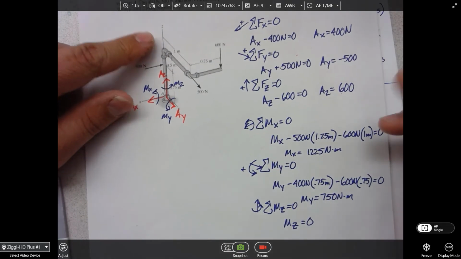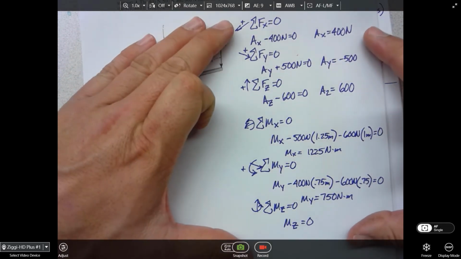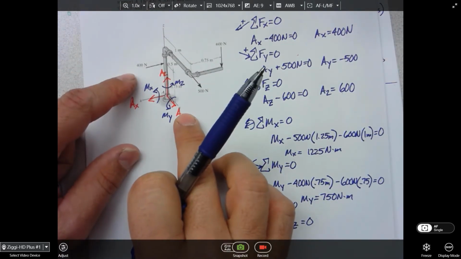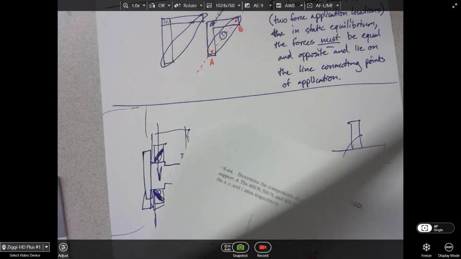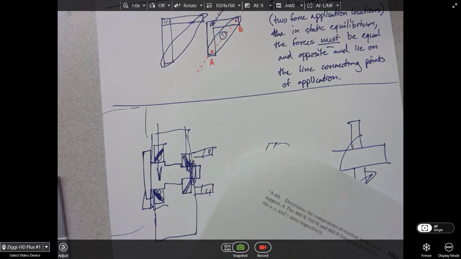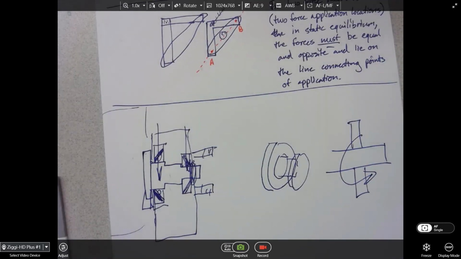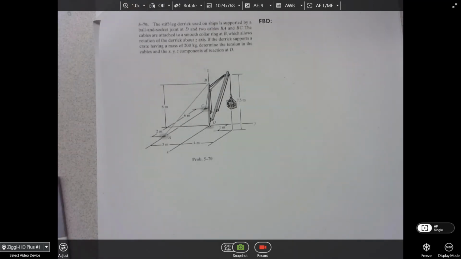All right? So what we've just done is essentially a scalar analysis of a three-dimensional problem. Right? How this will change going forward, let's flip a few pages forward. We won't have time to do it today, but you could see here, if you go to 570, this stiff leg derrick, they call it.